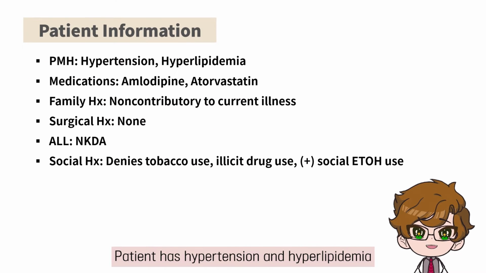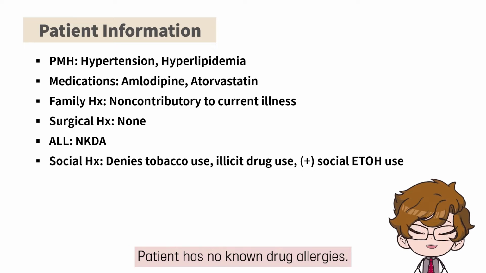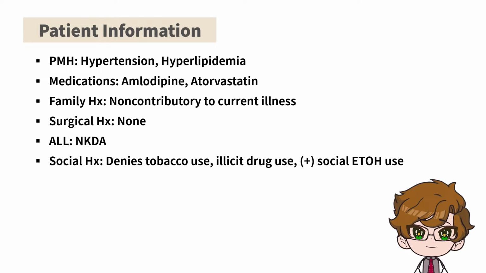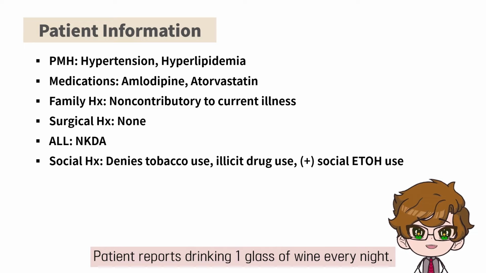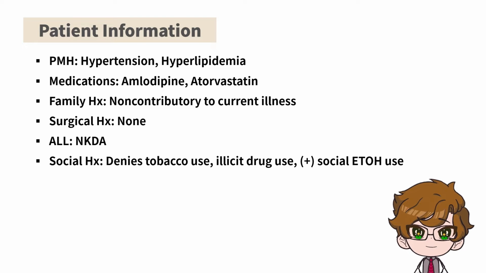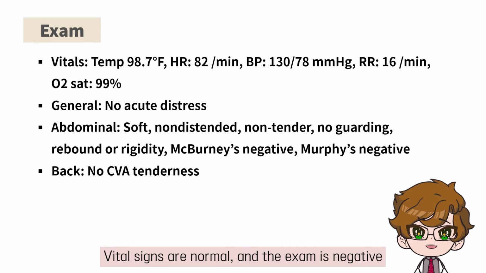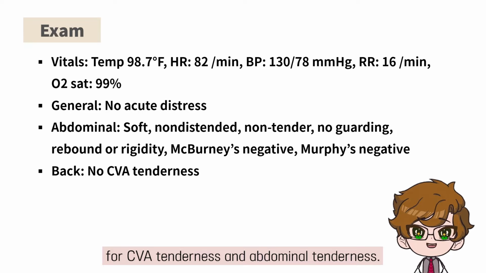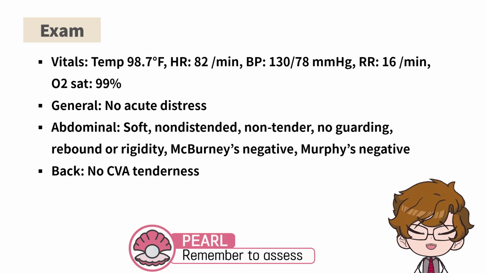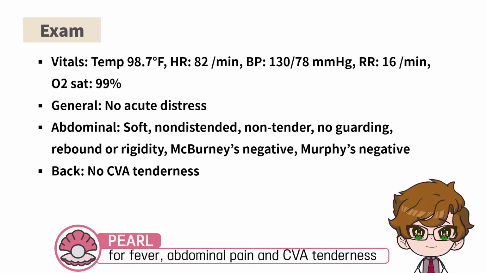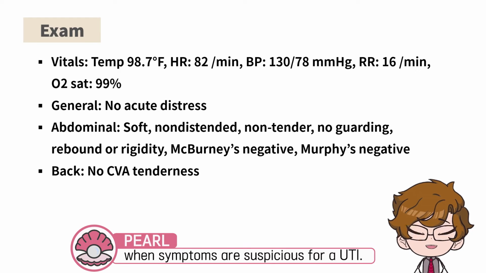Patient has hypertension, hyperlipidemia, and takes amlodipine and atorvastatin. Patient has no known drug allergies. Patient reports drinking 1 glass of wine every night. Vital signs are normal. An exam is negative for CVA tenderness and abdominal tenderness. Remember to assess for fever, abdominal pain, and CVA tenderness when symptoms are suspicious for a UTI.